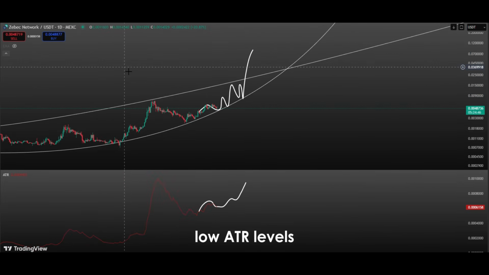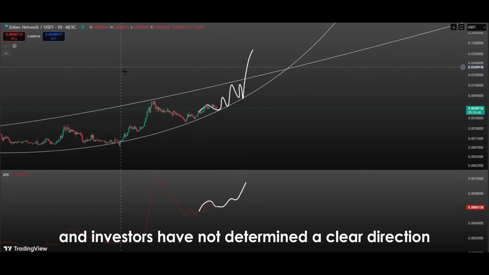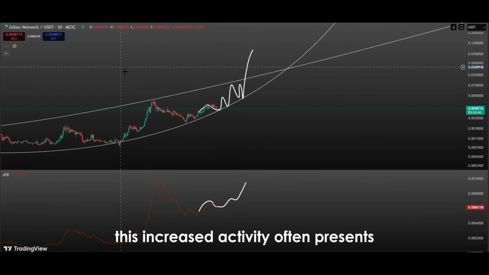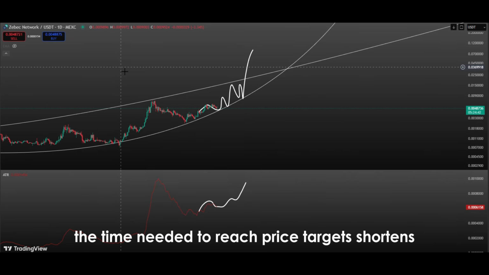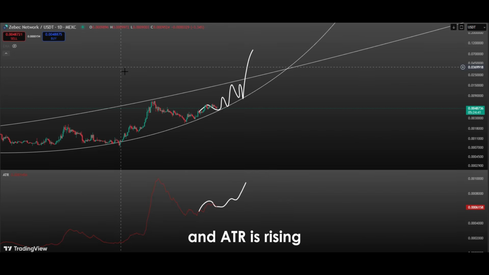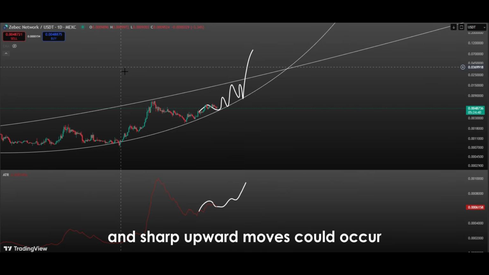Low ATR levels indicate that the price is stuck in a narrow range and investors have not determined a clear direction, while a rising ATR indicates that this range has been broken and that the price will now move faster and within wider ranges. This increased activity often presents significant opportunities for investors as, with higher volatility, the time needed to reach price targets shortens. If the price is already in an upward trend and ATR is rising, this often means that the uptrend will gain momentum and sharp upward moves could occur.